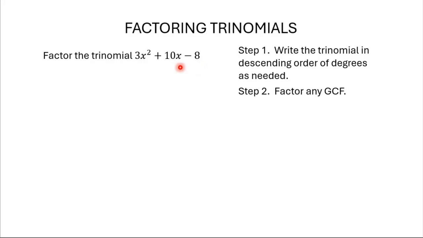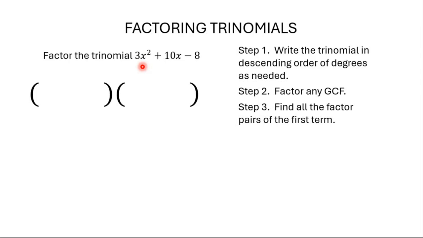And this last term is a constant. It doesn't have a variable. So the GCF is 1. Since the GCF is 1, I can assume there are no monomial factors. So I'm going to look for some binomials as factors. To find these binomials, I know that the first terms in the binomials have to be factors of the leading term here. So I need to find factors of the first term. Well, the factors of 3x squared are just x and 3x because 3 is a prime number.